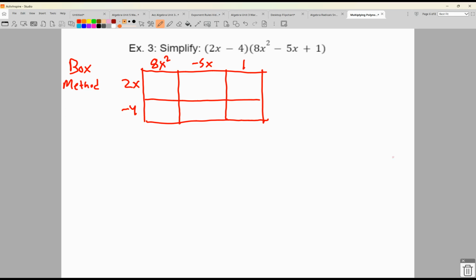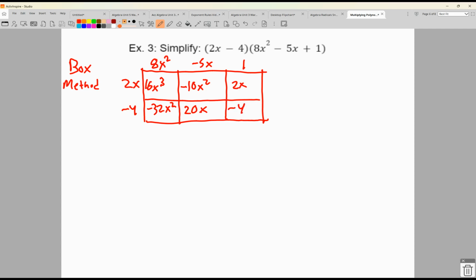Now I'm going to do my multiplying. 8x squared times 2x is 16x cubed. 8x squared times negative 4 is negative 32x squared. Negative 5x times 2x is negative 10x squared. Negative 5x times negative 4 is positive 20x. 1 times 2x is 2x. And 1 times negative 4 is negative 4.